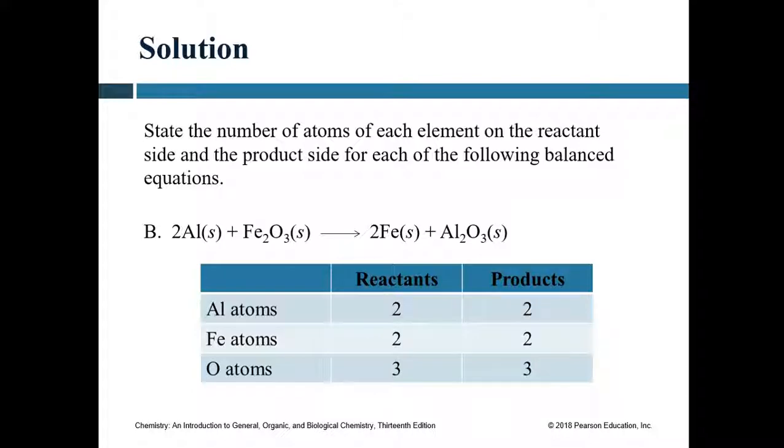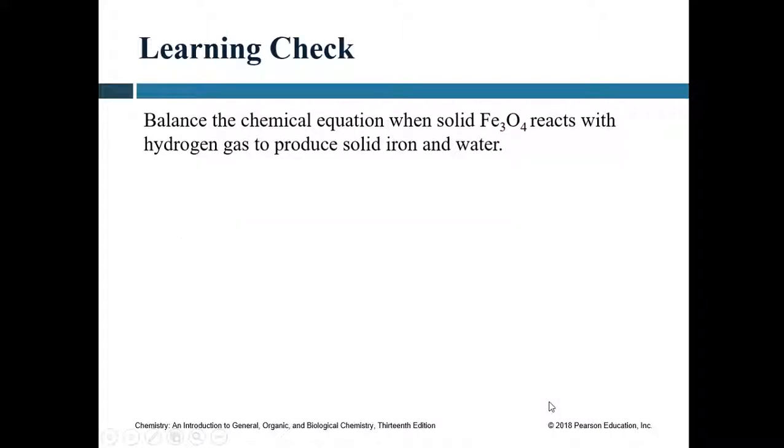So when you do it with the other problem, problem B, you will notice that we have a balanced equation. We have 2 aluminiums here, and 2 here. We have 2 irons here, 2 irons here, 3 oxygens here and 3 oxygens there. That's why it's a balanced equation.